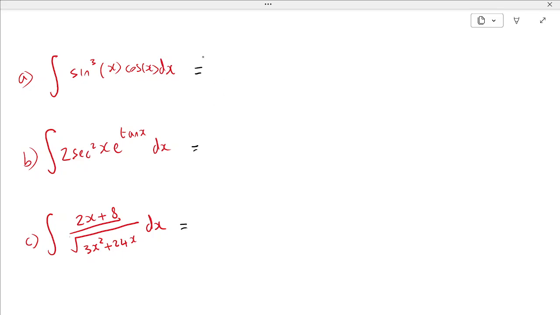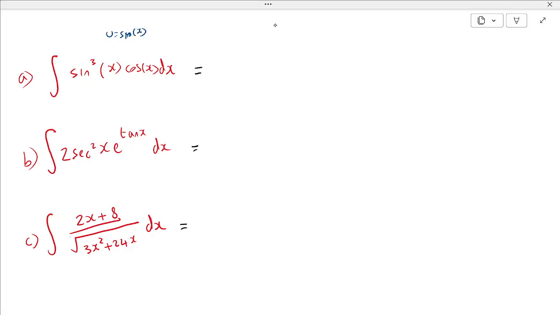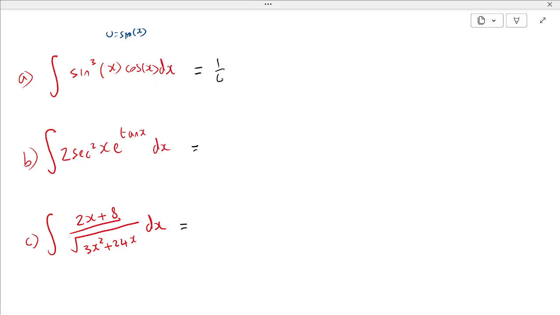Okay, answer for the first one. So what you should have chosen for your u, u should have been sine x. It doesn't have to be complicated, nice and simple. Okay? And if u is sine x, the derivative is cos x, and that will divide. And what you're going to get should be 1/4 sine to the 4 x plus c. Okay? That's your final answer. B, I'll give you a few seconds, pause the video, give it a go.